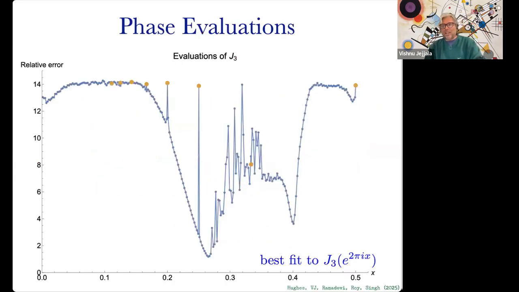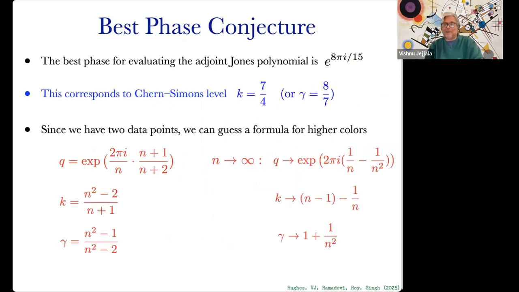We can do the same by compiling a data set of adjoint polynomials. These are polynomials corresponding to 3 by 3 matrices that represent the SU(2) algebra. And we find there's a different phase that works here. The best phase here is not the same value we saw previously. The best phase here is 8 pi i over 15. And given 2 data points, we sort of extrapolate and we find some conjecture for a phase which works for arbitrary matrices for these higher colored polynomials.